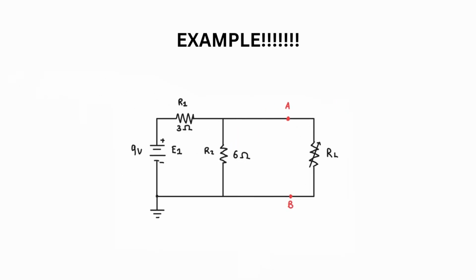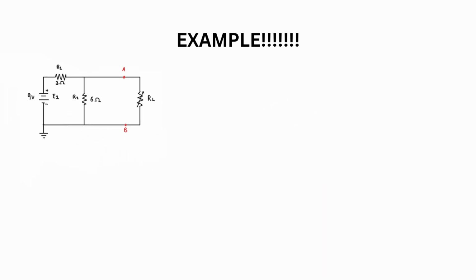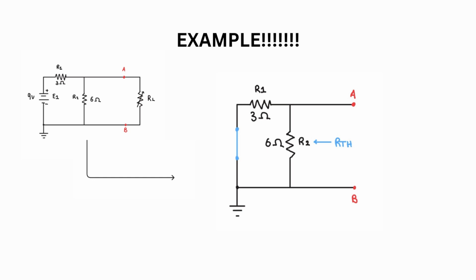Here we have our example. We've got our power source, our two resistors, and our load resistor. We've also got our points A and B. So we're going to move on to calculating the RTH. You can see there we've removed our power source. We've got points A and B, and we've got our two resistors there.